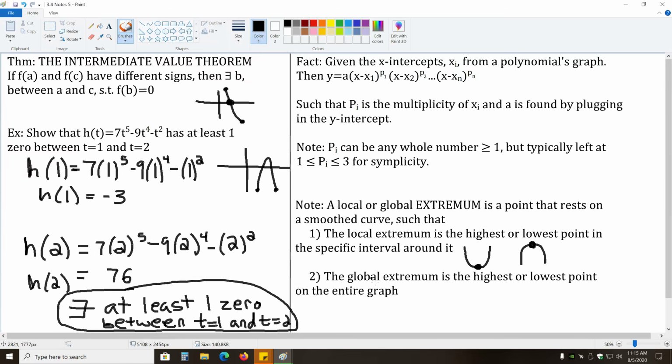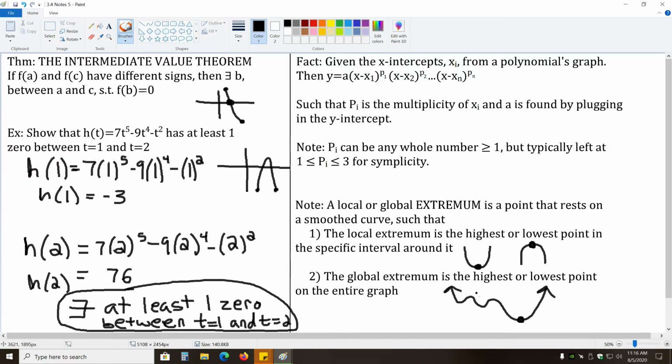And we say that the global extremum is the highest or lowest point on the entire graph. So a graph can have a lot of local extrema. So here's a local minimum, here's a local max, local min, local max, local min. But if we said what is the global minimum or maximum, then looking at this graph, the lowest point on the entire graph is right here. This is the global minimum.